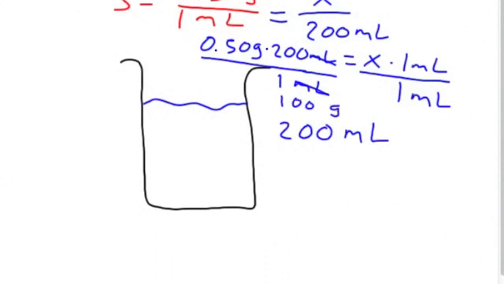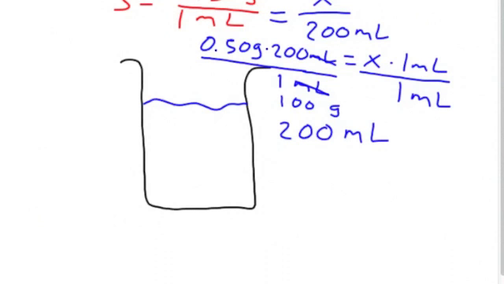Now take a look at that, y'all. Is 100 grams into 200 milliliters the same ratio as 0.5 grams into 1 milliliter? Yes, it is. All right. One more thing.